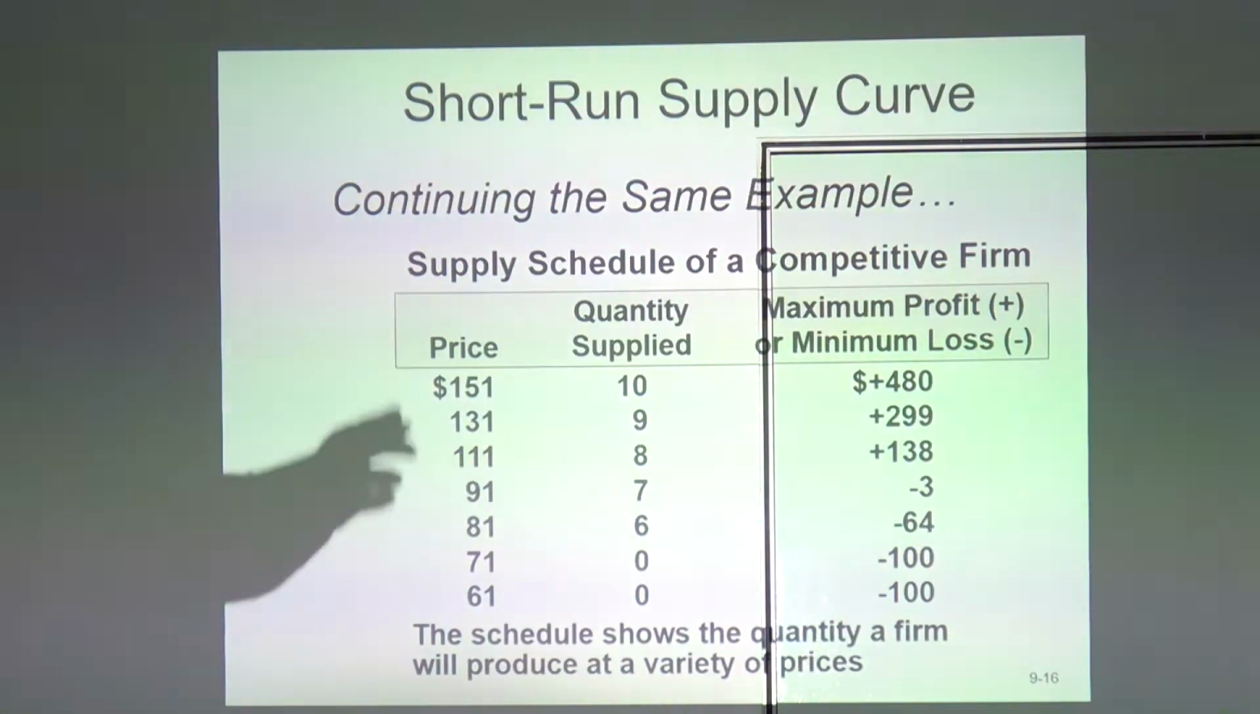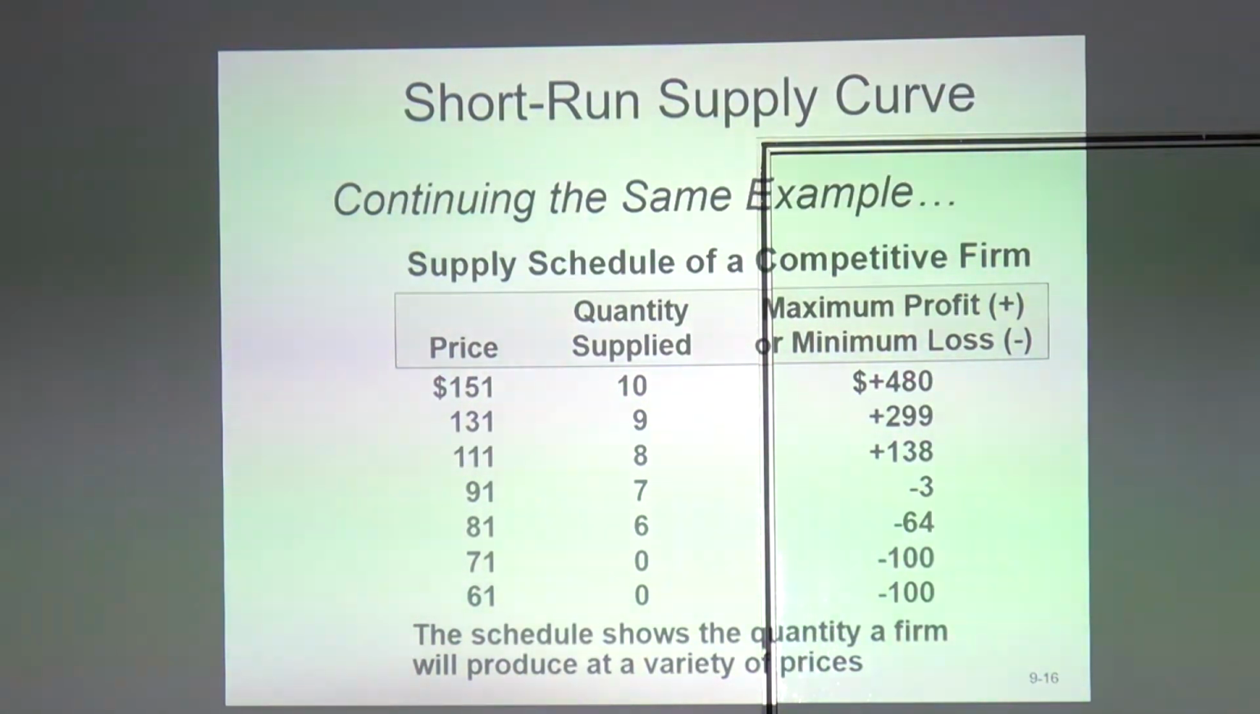If the price in the market is 151, we will be producing 10 units. The firm will be producing 10 units and maximize profit. If the price is 131, the firm would maximize profit by producing 9 units. If the price is 111, the firm will produce 8 units.